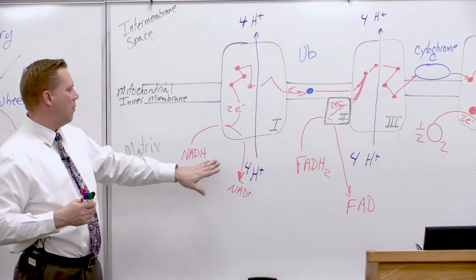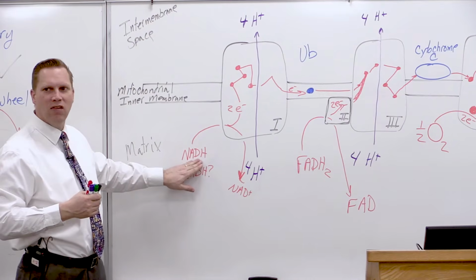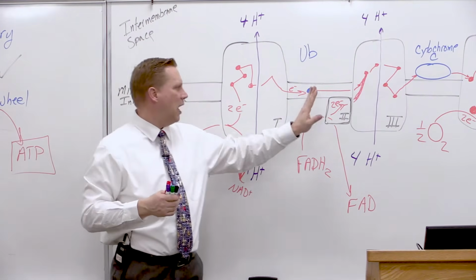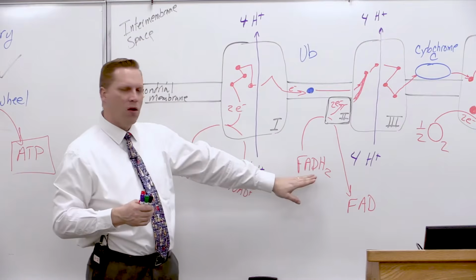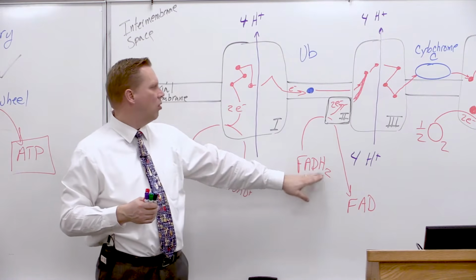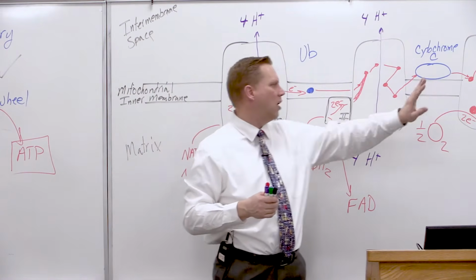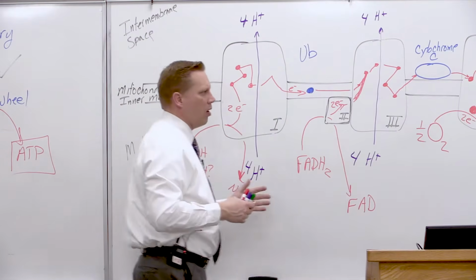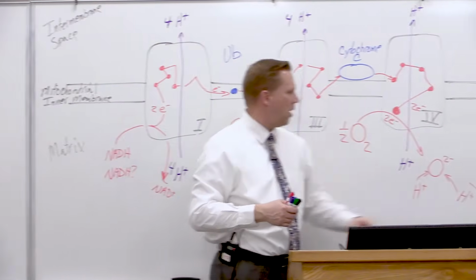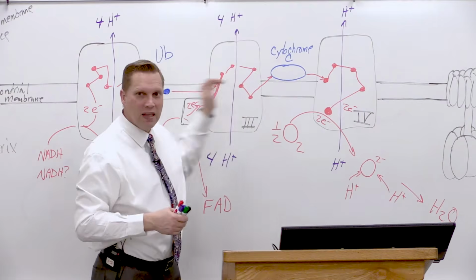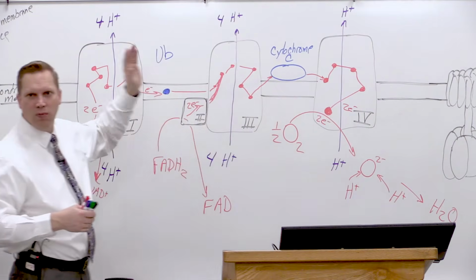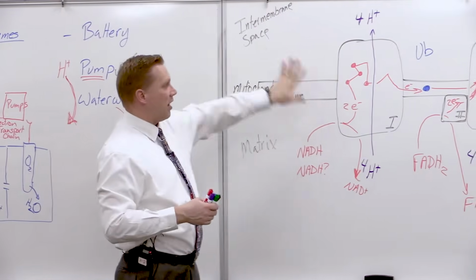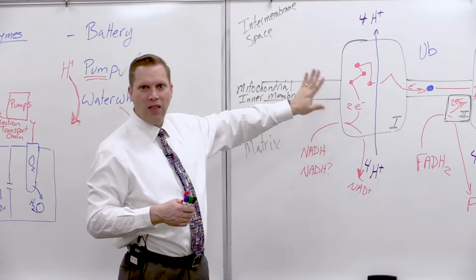So, in summary, we can run NADH through complex 1 and then 3 and 4, or we can run an FADH2 through complexes 2, 3, and 4. And that's how we're going to get our electrons to make water. And that's also how we get the energy as the electrons flow to pump those protons. That's the electron transport chain. And that's how it works.